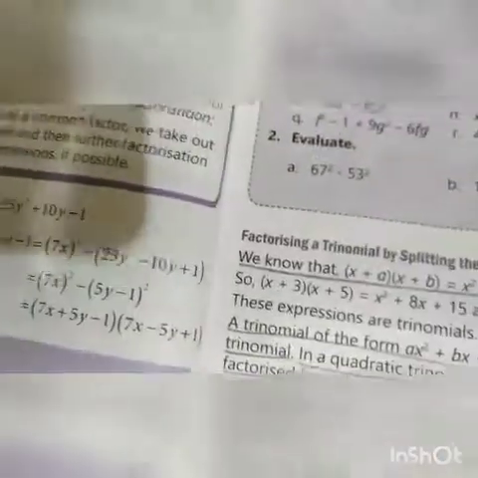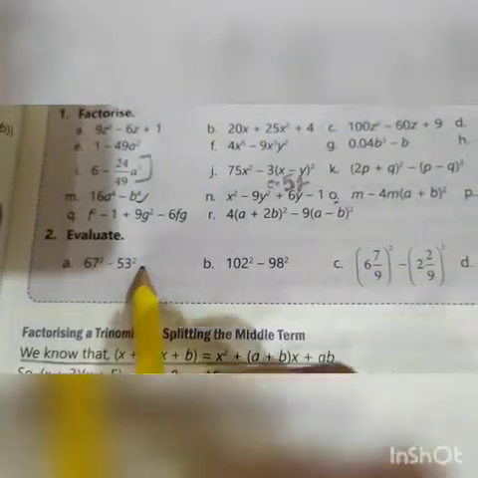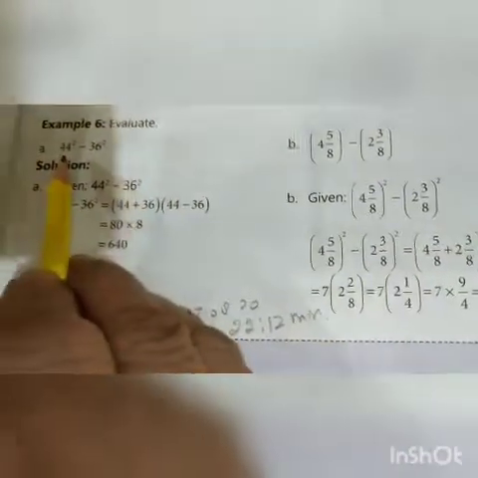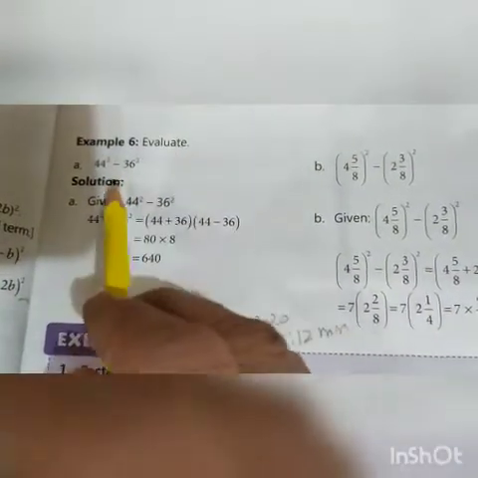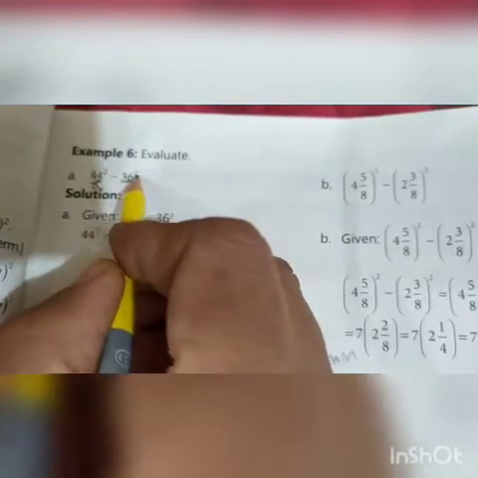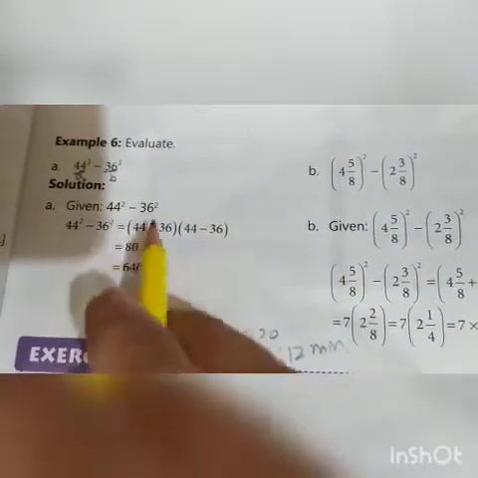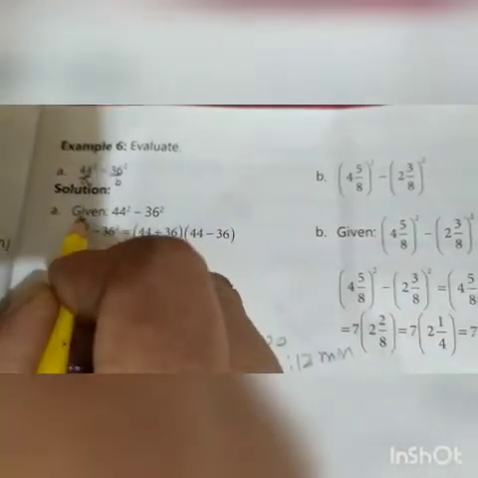Now come to question number 2. Evaluate 67 square minus 53 square. You will do it like this. See example 6. Evaluate 44 square minus 36 square. This is a and this is b. So a square minus b square, 44 square minus 36 square. So you can write the first identity.